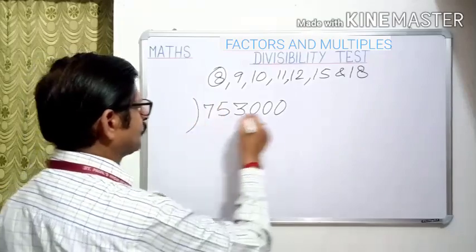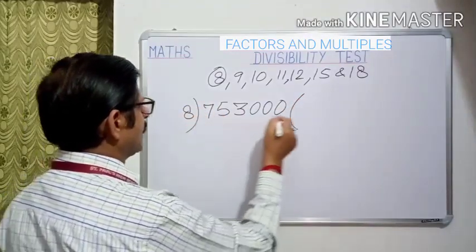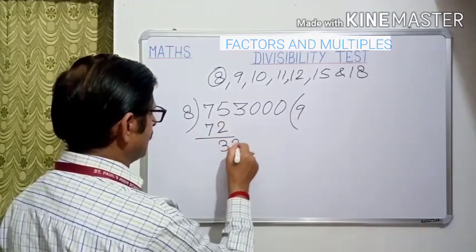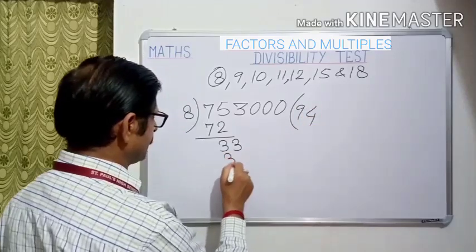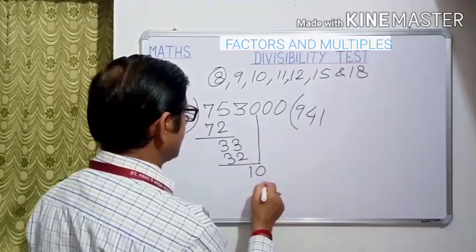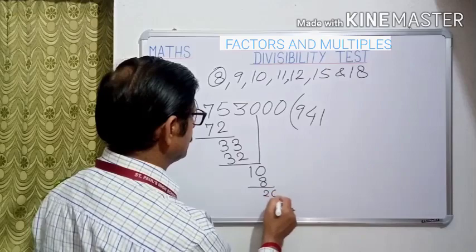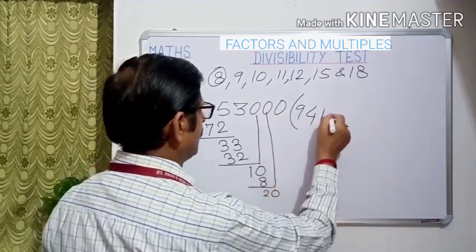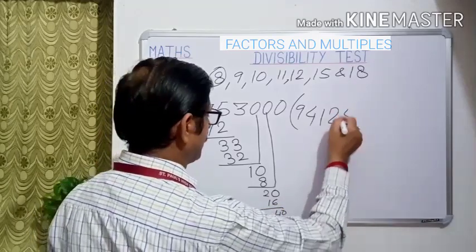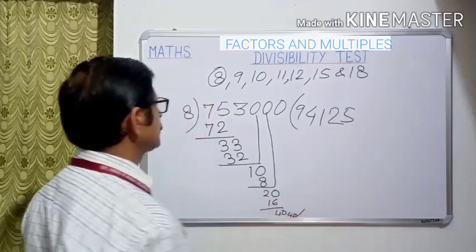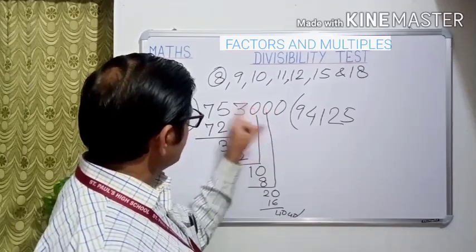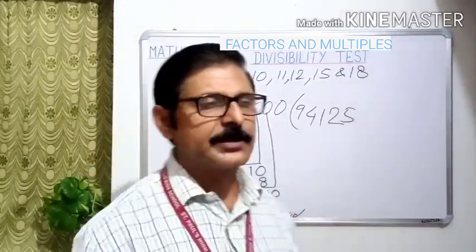Let us check it. 8 9s are 72, 8 4s are 32, 8 1s are 8, 20, 8 2s are 16, 40, and 8 5s are 40. So all the 3 places, ones, tens and hundreds, have zeros in them, the number is divisible by 8.